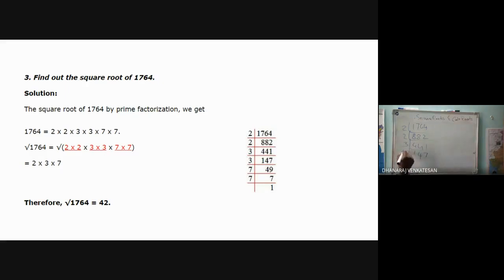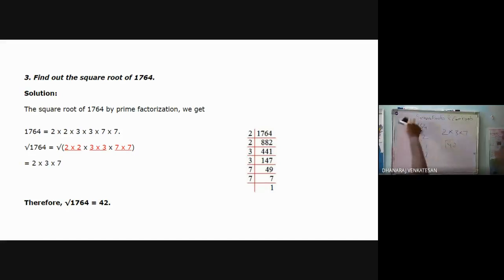The digits of 147 add up to 12, so you can again divide by 3. It is 49. Obviously, you know the 7 table, 7 times 7, 1. These are the factors. You have to take a single digit from each pair. So 2 into 3 into 7. 2 3s are 6, 6 7s are 42. Here 42 is the square root of the given number.